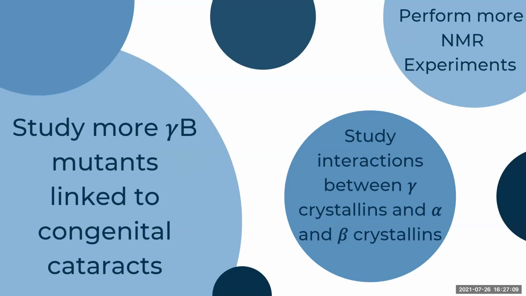So what are we going to keep doing in the future? We want to perform more NMR experiments. We want to study more gamma B mutants linked to congenital cataracts, and we want to study the interactions between gamma crystallines and alpha and beta crystallines instead of just the gamma-gamma crystalline interactions.